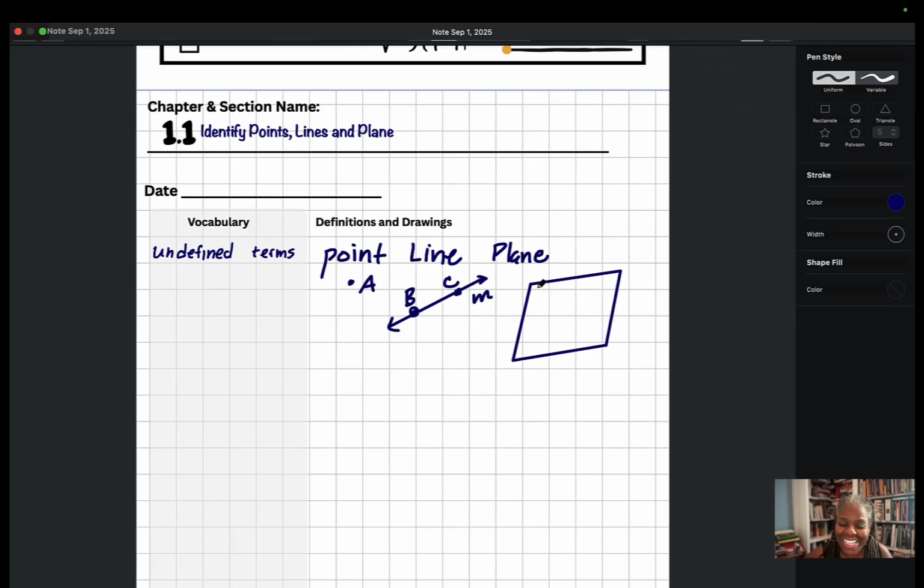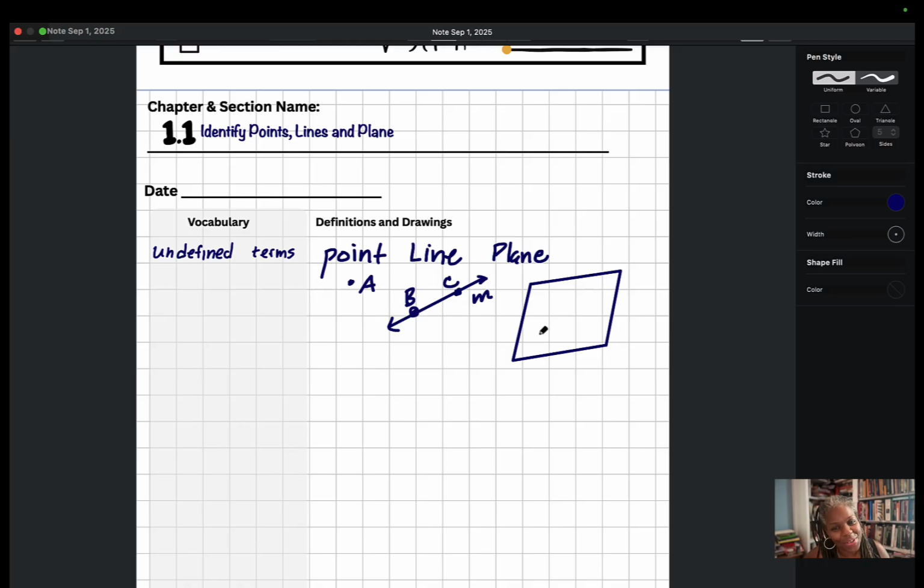A plane is a flat surface that extends in all directions forever and ever. If you think about a wall, like I'm looking at a wall right now, and you imagine that wall just extending up and out and over forever and ever, first of all, it wouldn't stay a rectangle shape. It would just kind of be stretching out.